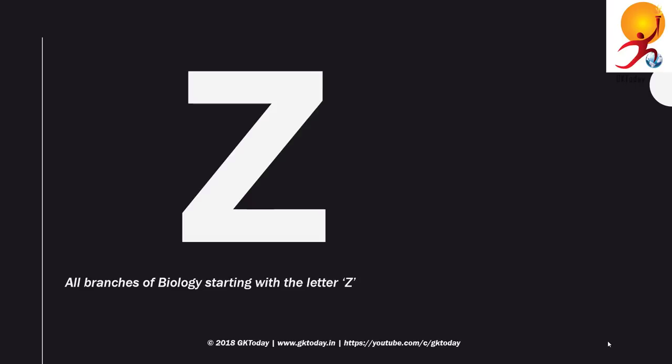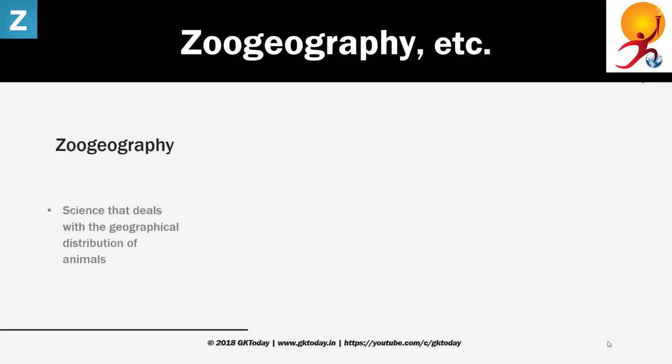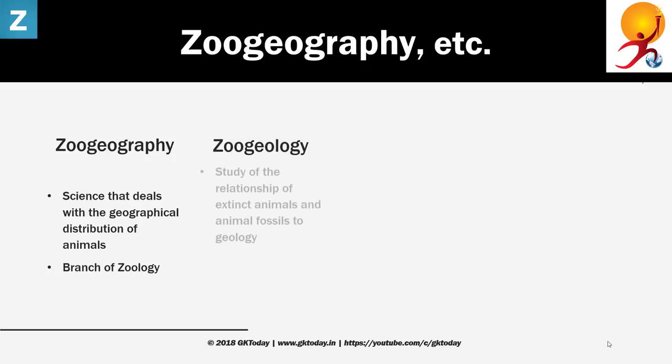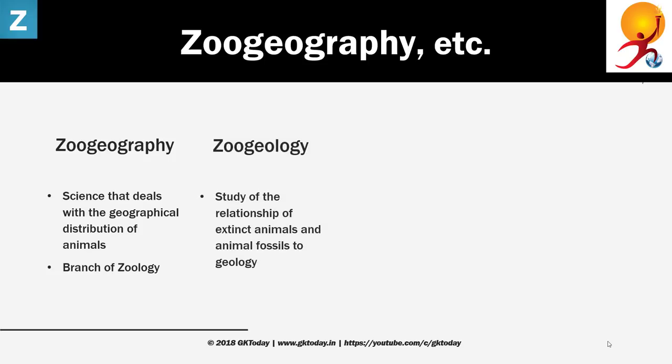And finally, with Z, zoogeography deals with the geographical distribution of animals. So, which animal is found in which part of the globe? It is a branch of zoology. Zoogeology, on the other hand, discusses the relationship of extinct animals and animal fossils to geology. Like what kind of soil might hold what kind of fossil.